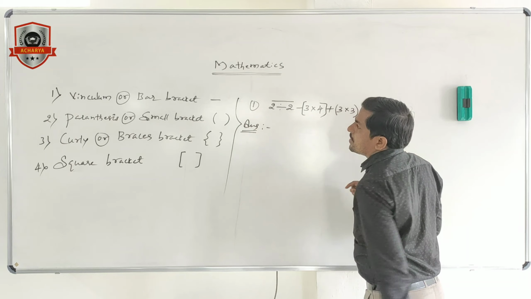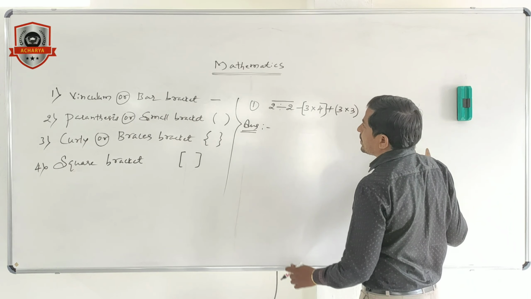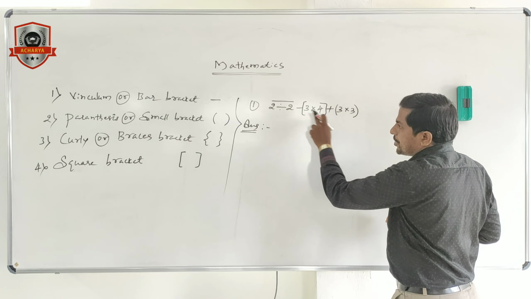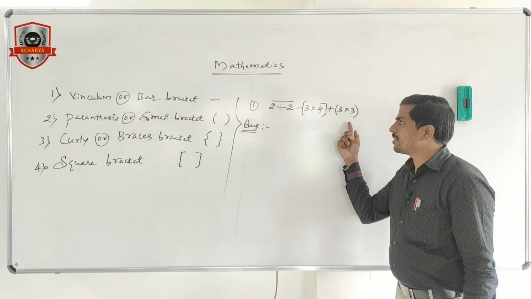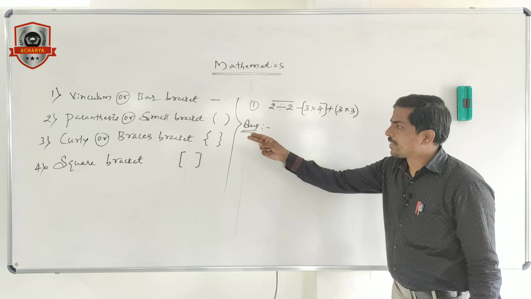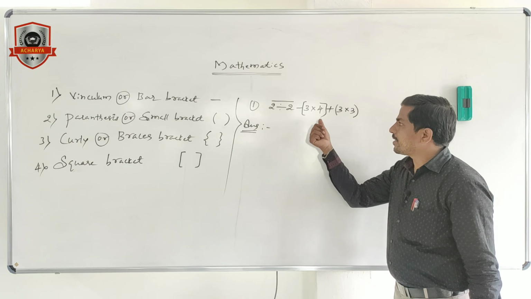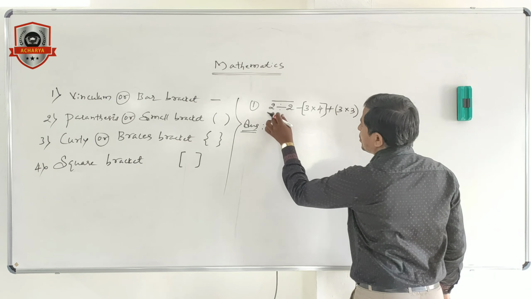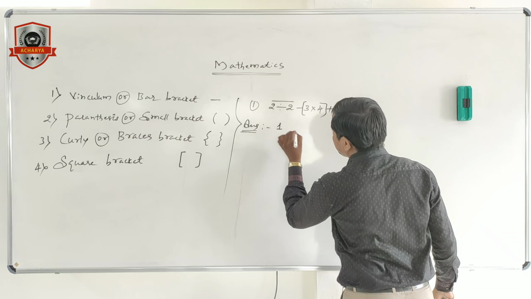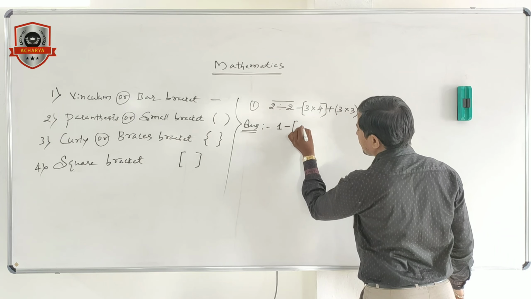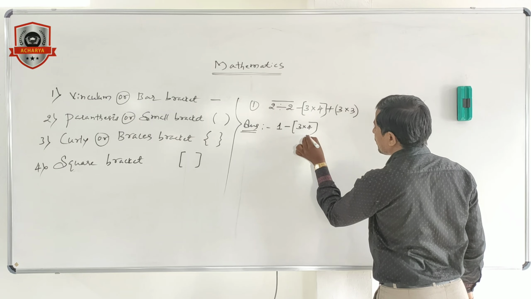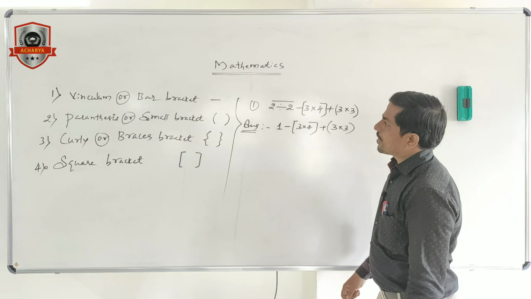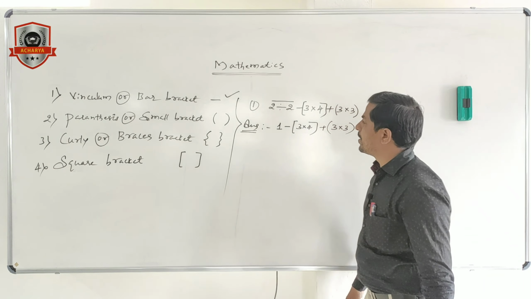What is the first bracket here? A bar bracket. So first solve the bar, then second the small bracket, then third there is no braces, just leave it out. The last one is what? Square bracket. 2 by 2 is what? 1, minus this one as it is, 3 into 4, then plus 3 into 3. Okay, the bar bracket is over.